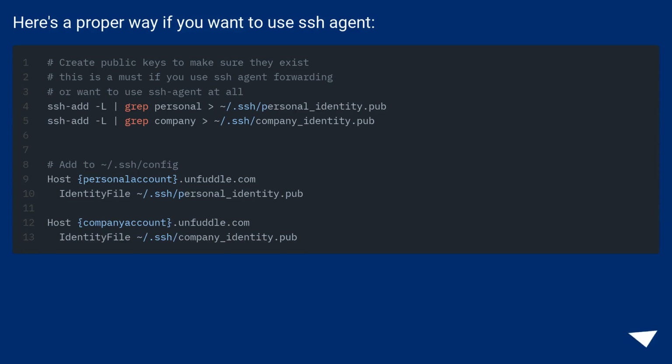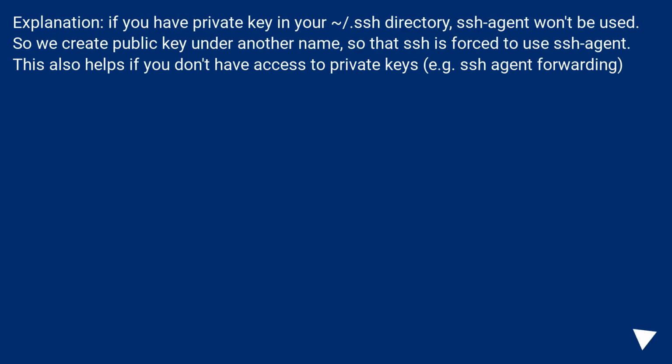Here's a proper way if you want to use SSH agent. Explanation: if you have a private key in your ~/.ssh directory, SSH agent won't be used. So we create the public key under another name, so that SSH is forced to use SSH agent. This also helps if you don't have access to private keys, for example with SSH agent forwarding.